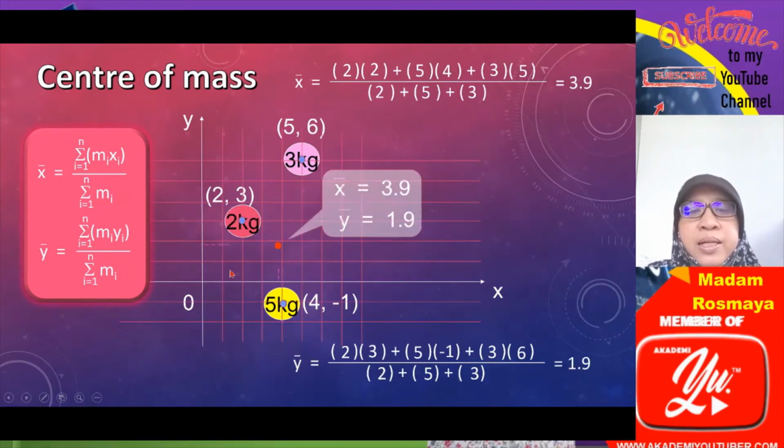So refer to the Cartesian plane here. The point is somewhere here. Okay, 1, 2, 3.9, so bar Y is 1.9. Okay, so the center of mass lies somewhere here. Okay, that is the first example.